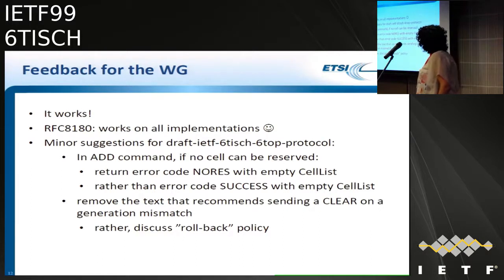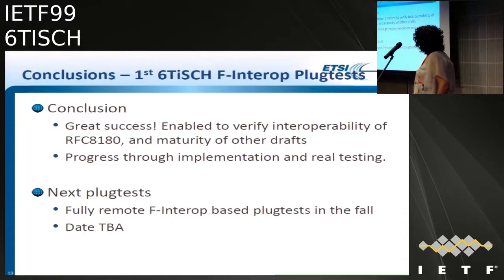And same for the generation mismatch. We are right now suggesting to send a clear, but it would be better to add a rollback policy. These are all feedback that Chevi will discuss afterward. Again, it was a good success and we could see that there was interoperability, that the drafts are at a good state of maturity. As usual, the event helped in progressing and gave a feeling of how well the technology is now implemented and that it works. About the next event, as I said, the aim is to use the online testing tool and to have a remote event. We will fix a date. We didn't decide yet.